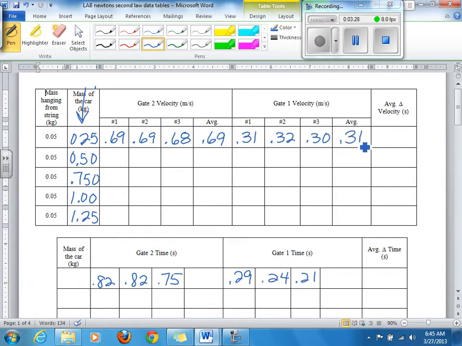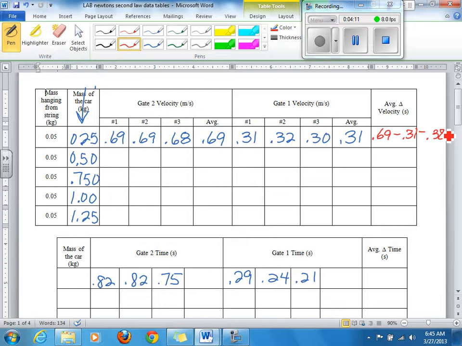Okay? So in order to get this number called average change in velocity, anytime you see that delta sign, it means a subtraction problem, okay? So my change in velocity is 0.69 minus 0.31. You don't have to write that on your paper. If you feel comfortable doing that, that's okay. But most scientists don't. They'll just take this number, subtract that number, and get their answer. So that's going to be 0.38. Okay? So you would just put 0.38 in that box.